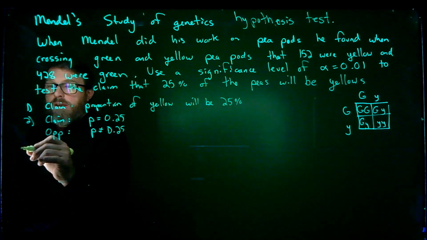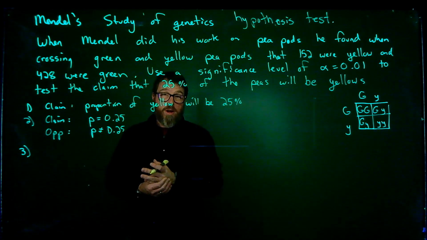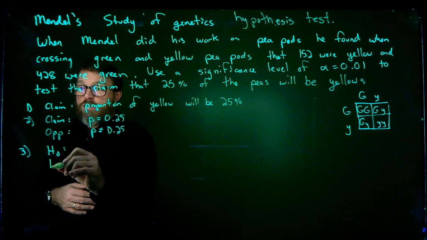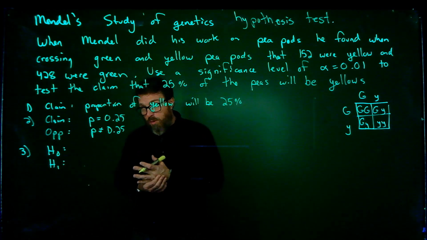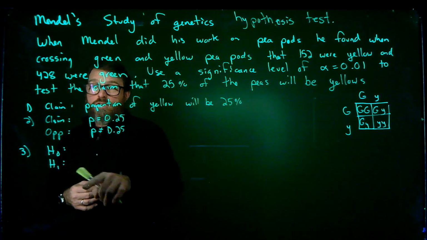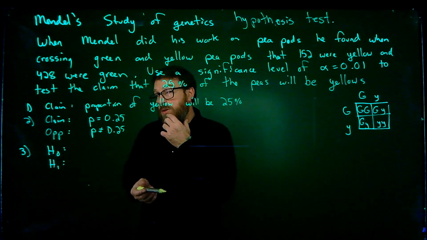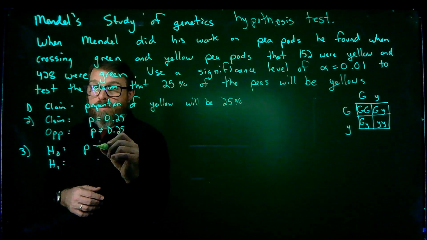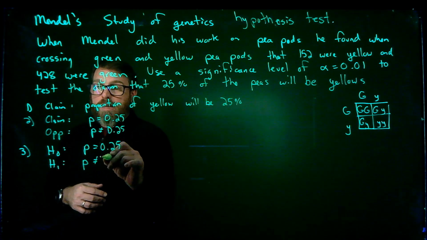Now step three, we're going to write this in terms of your hypotheses. You're going to have the null hypothesis, and then you're going to have the alternative hypothesis. Now the null is when the things are equal, and the alternative is when it's not. So when I ask the students, one of these is going to be the null, the other is going to be the alternative. It's not always the claim. The reason why the claim is the null hypothesis here is because the claim has equality in it. So the null is equal to 25%, and the alternative is when it's not equal to 25%.